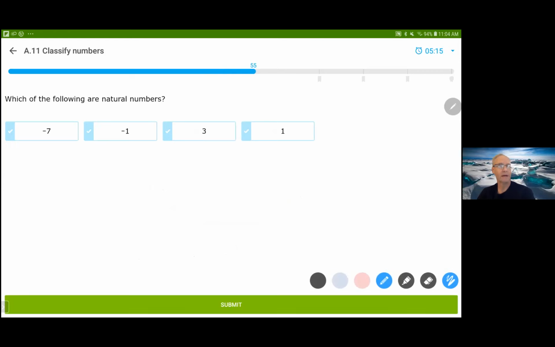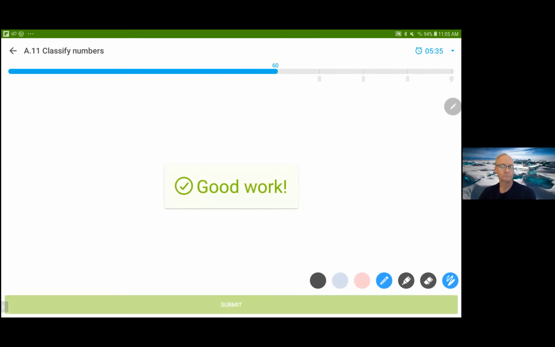Which of the following are natural numbers? Remember, natural numbers are the ones that babies count with. 1 and 3. I don't think babies are going to be counting backwards into the negatives. And cavemen too. These are literally 1, 2, 3, all of our caveman numbers.